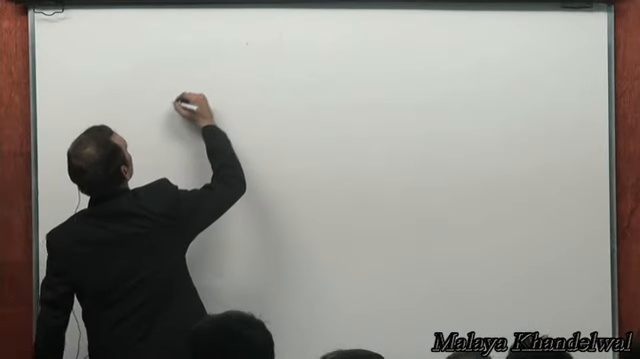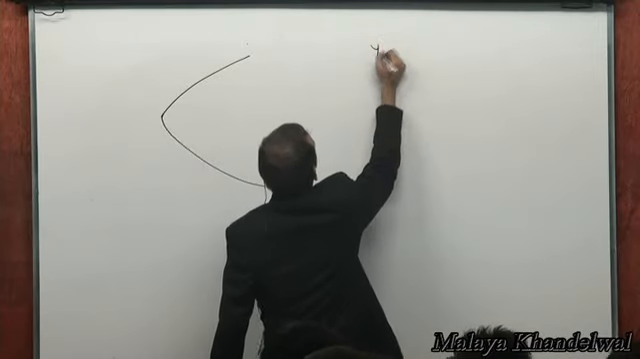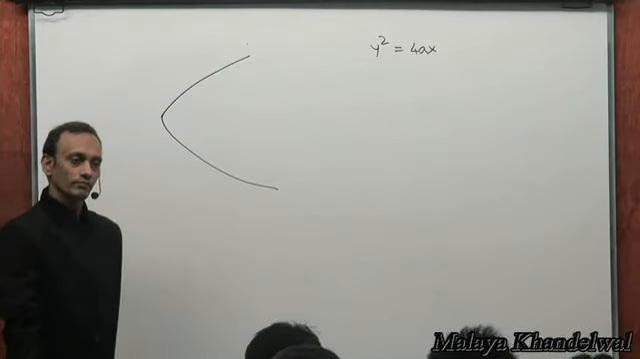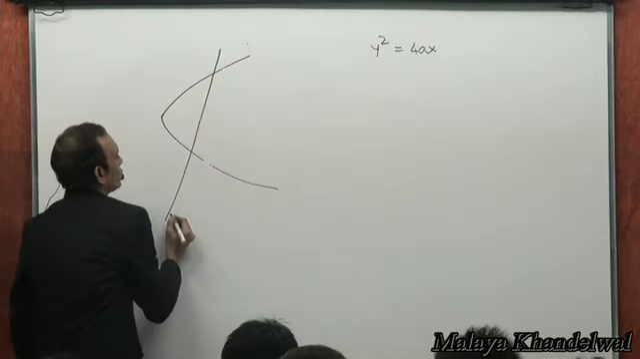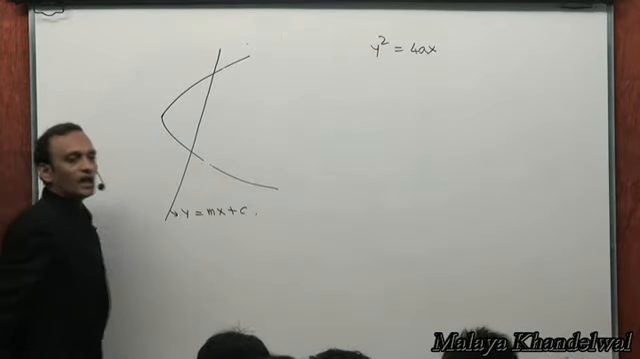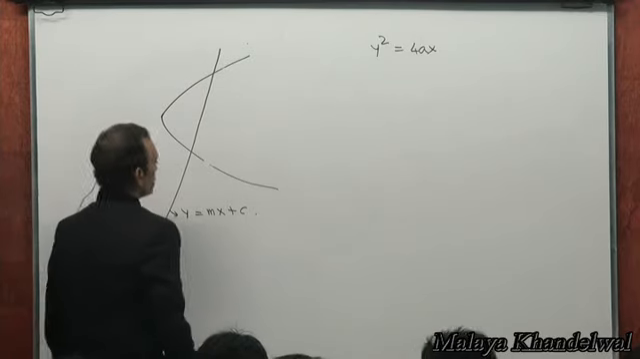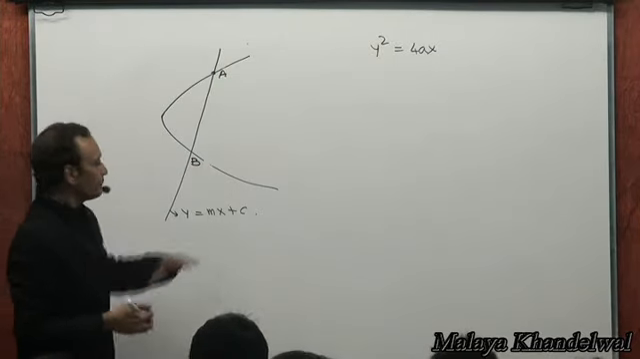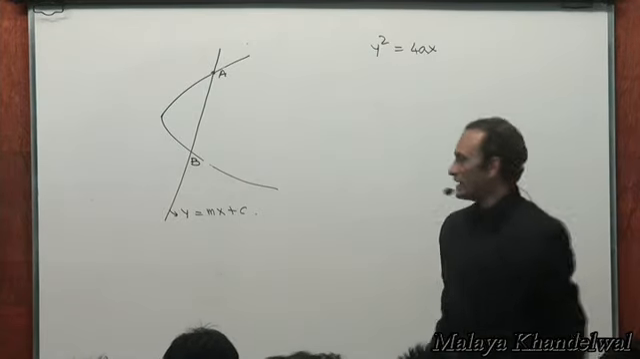Now, say this is a parabola y squared equal to 4ax. Right? This is a line of slope m. It intersects the parabola at A and B. How do you obtain A and B? When you solve this equation with this equation, you get the point of intersection between the parabola and the straight line, right?